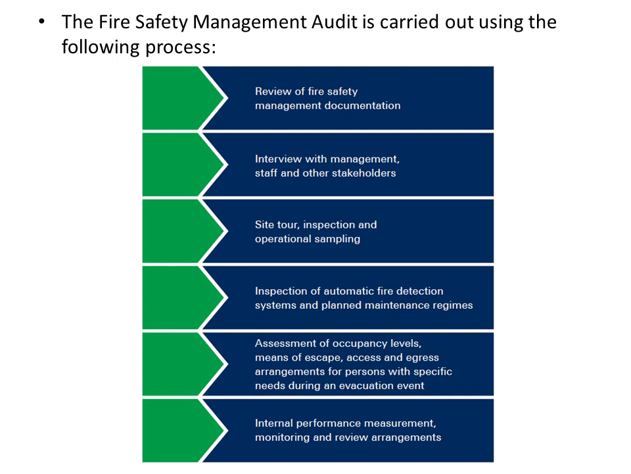And then they will assess the occupancy level, the means of escape, and the egress arrangements for persons with specific needs during evacuation. Suppose there is a fire and they have to evacuate immediately, they will check how the evacuation will be done. Then they will review internal performance measurement, monitoring and review arrangements. So these are the steps usually done by a fire safety management auditing team whenever they audit any industry.